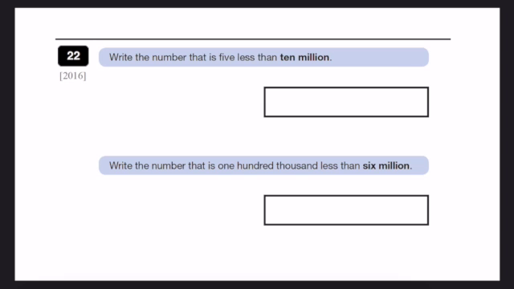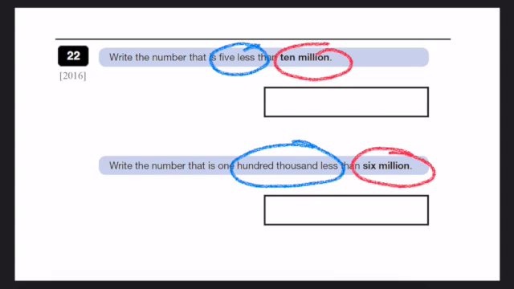I'm going to talk through these questions, and I'd like you to pause and write down the answers in your videos, and then I'll go through them. So I'll read these two to you. Write the number that is 5 less than 10 million. Write the number that is 100,000 less than 6 million. Press pause while you work that out.